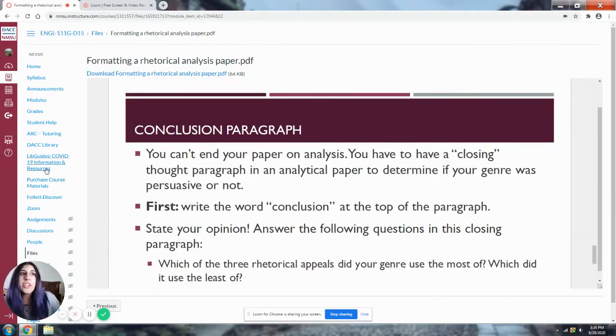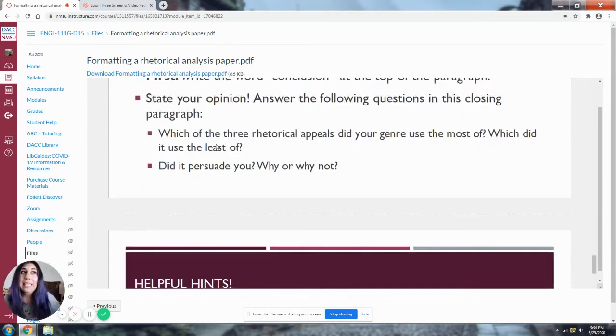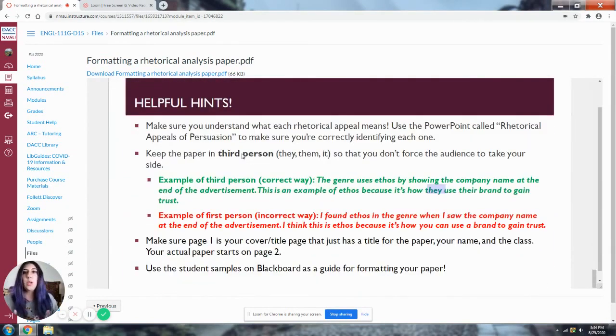And the reason section headings are recommended in this paper is because you're really moving away from that 5-paragraph essay and you're getting more and more formal with your writing. Make sure page 1 is that title page. And then your actual paper starts on page 2.